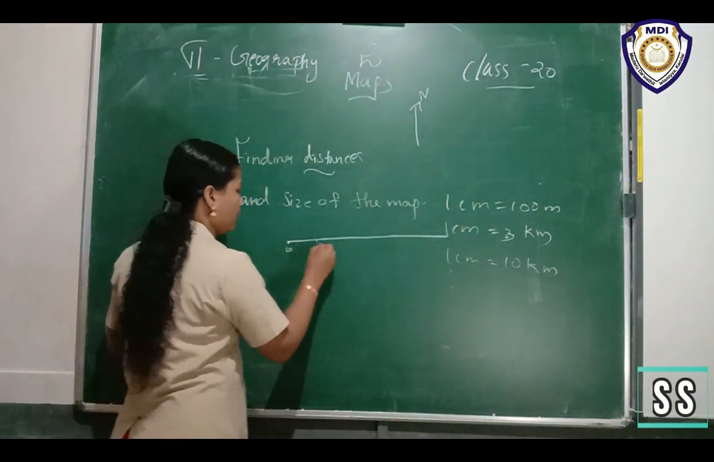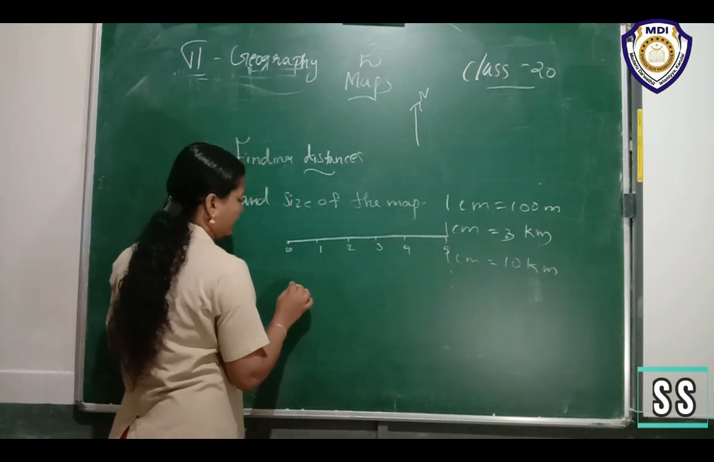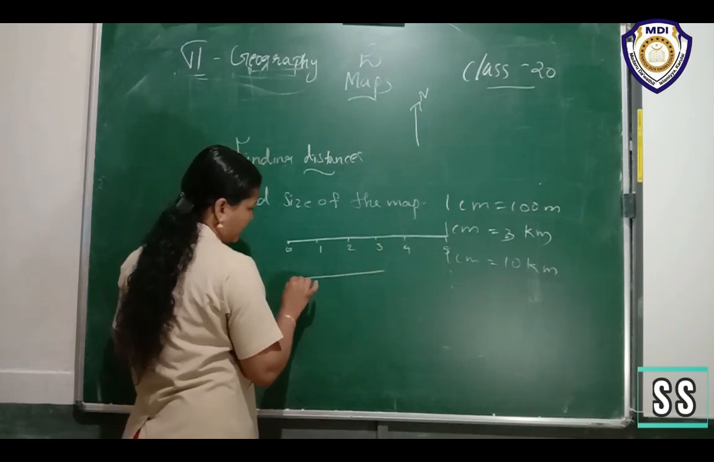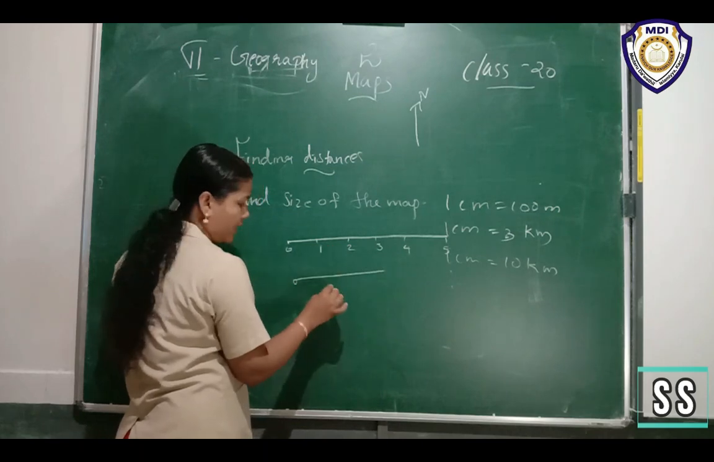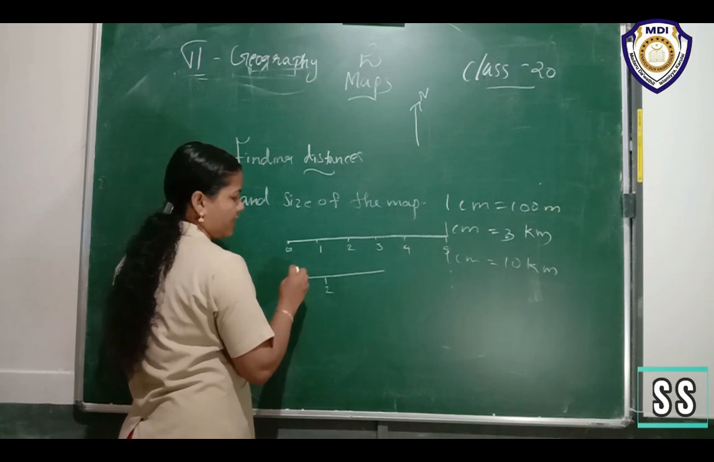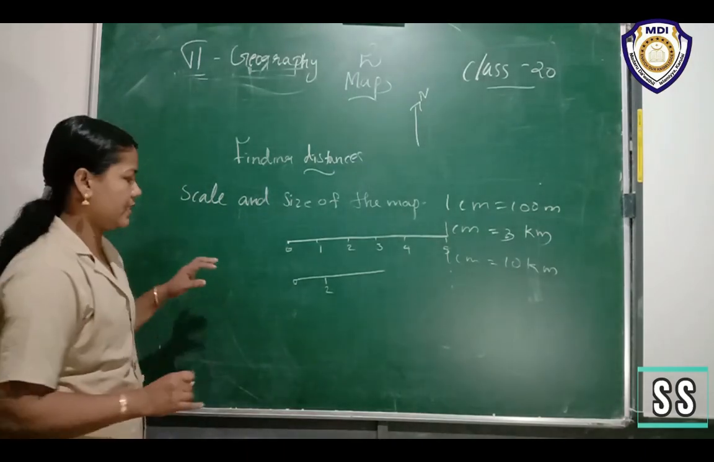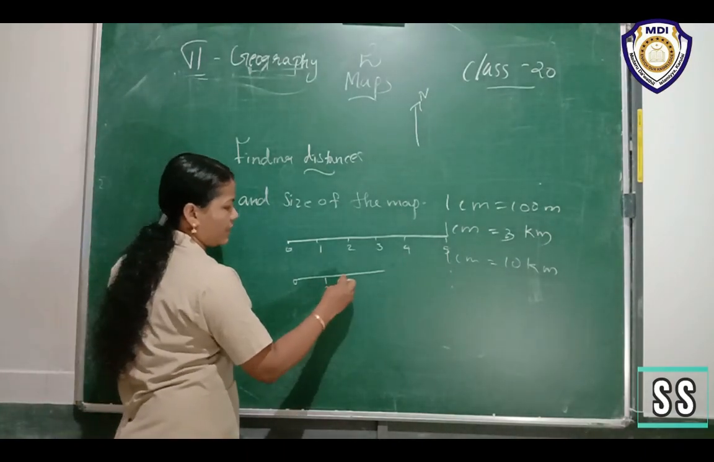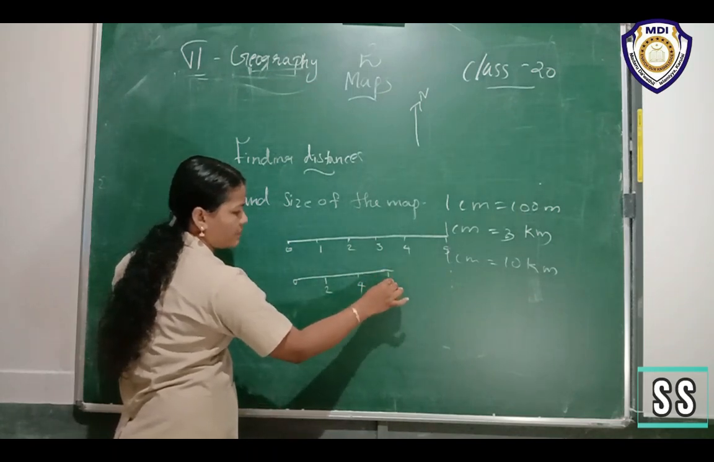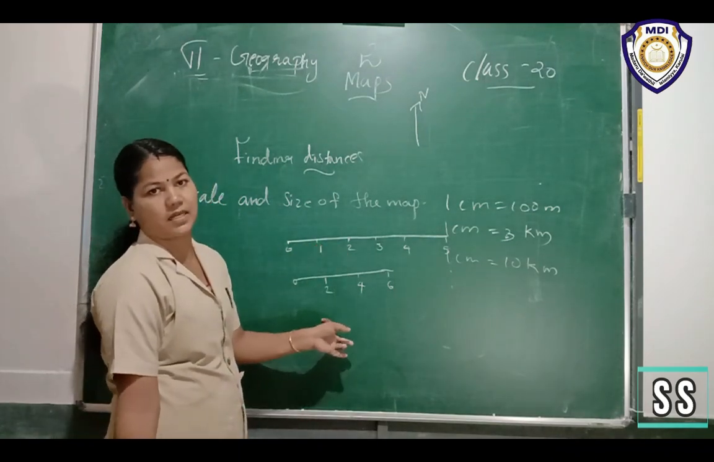Now here 0, 1, 2, 3, 4, 5. Then our second scale is smaller. What is the reason? Here we put 1, but here we want to put 2. Firstly we considered 1 centimeter is equal to 1 kilometer, but now that is changed: 1 centimeter is equal to 2 kilometers. So here we substitute 3 instead of 6. Is it clear? That's why this is the bigger scale and this is the smaller scale.